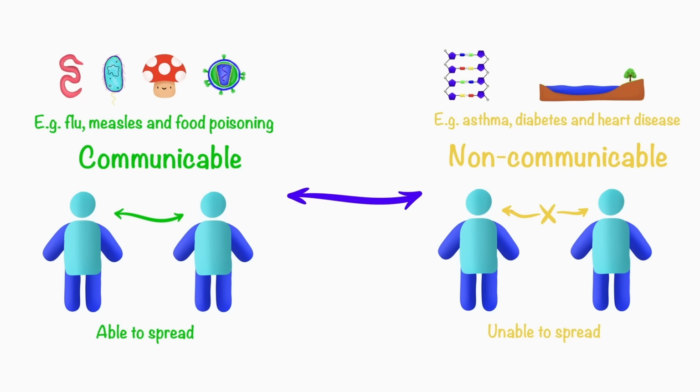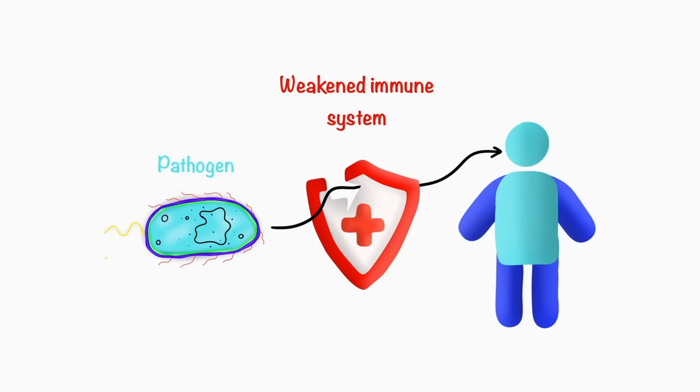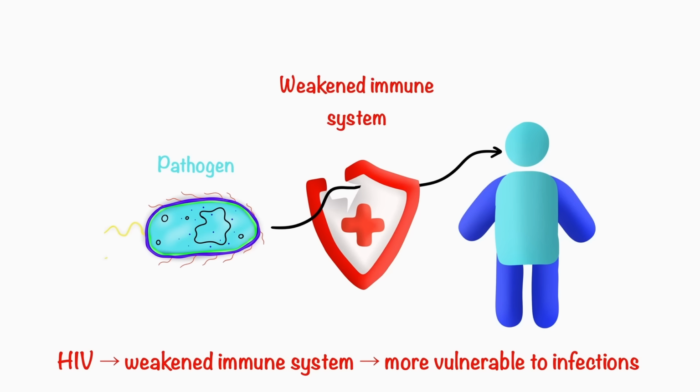Now, here's something really important to understand. Different types of diseases can interact with each other in ways that make your health worse. Let's look at four key ways this can happen. First, if your immune system isn't working properly, a non communicable issue, then you're more likely to catch infectious or communicable diseases. Your immune system is like your body's defense team. If it's weakened, pathogens can invade more easily. For example, someone with HIV has a weakened immune system, making them more vulnerable to infections.